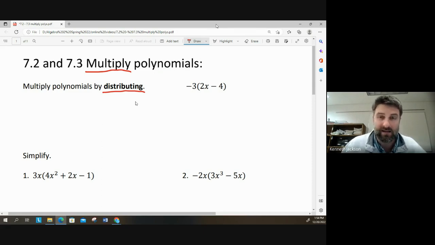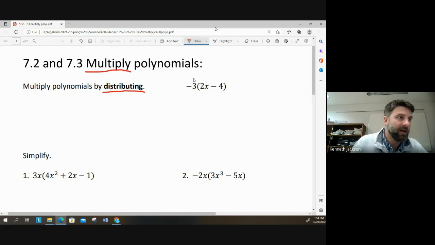If you remember, adding and subtracting from 7.1 is combining like terms. Well, 7.2 and 7.3 is distributing, another pre-algebra topic. The steps to solve a linear equation: distribute, combine like terms. So these are things we should be familiar with.